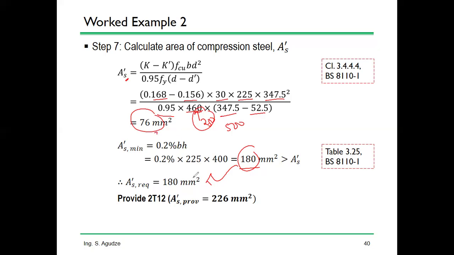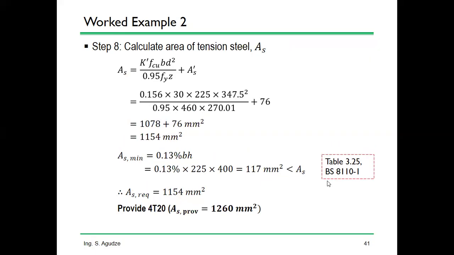So we would adopt the 180 as our A_s' required. And then from that same table, we are selecting 2T12, an A_s provided of 226 mm squared. Because I've shown you that table and we've done that extensively, I know you can do this on your own. So now we are done with the compression steel. We go and calculate for the tension.